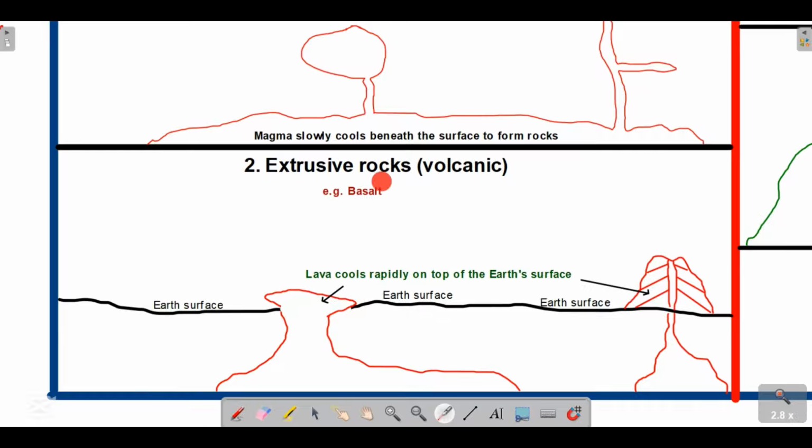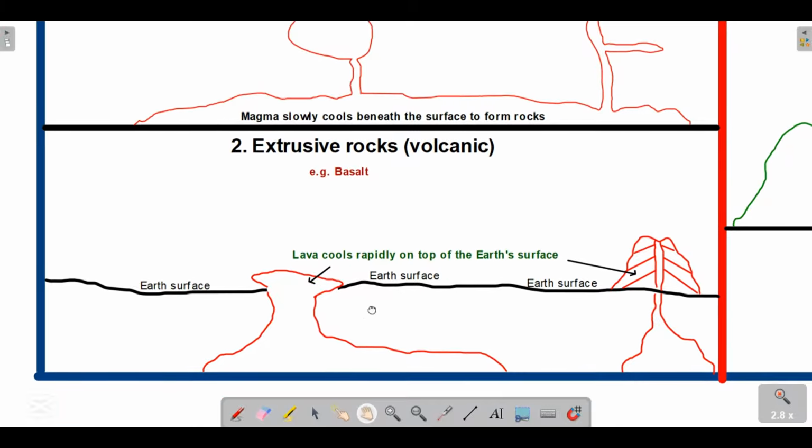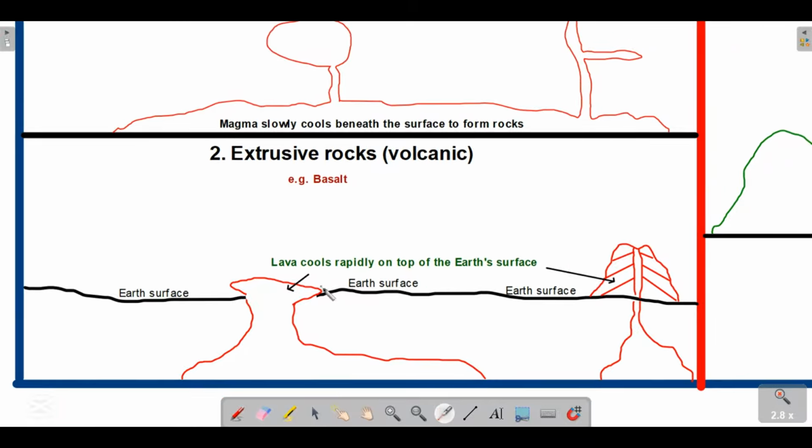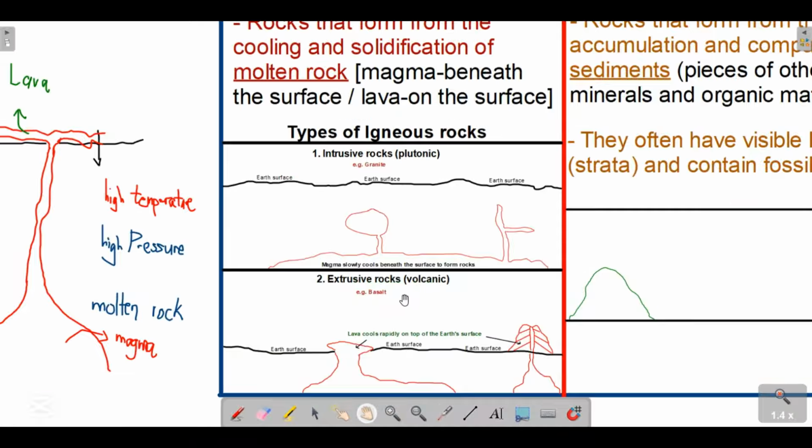So we call these extrusive rocks or volcanic rocks. These are simply rocks that have formed from lava cooling rapidly on top of the Earth's surface. That magma has now made its way onto the Earth's surface, and now we call it lava. And this lava has now cooled very fast to form these extrusive rocks. Okay, we call them volcanic rocks. And a perfect example is basalt. Okay, so basalt, this is an extrusive rock, and we'll actually talk about basalt. Basalt forms from lava cooling rapidly on top of the Earth's surface. Right, so that's your two types of igneous rocks, your intrusive rocks and your extrusive rocks.